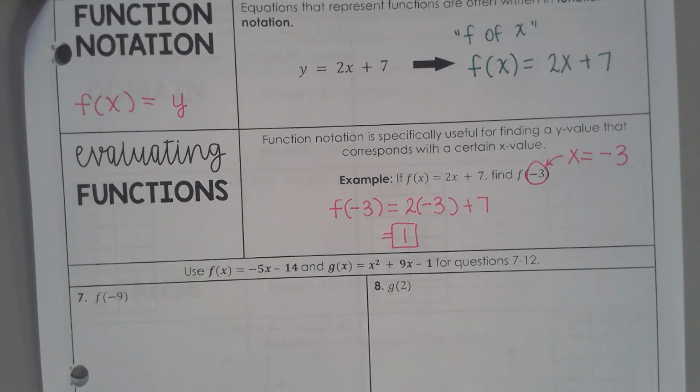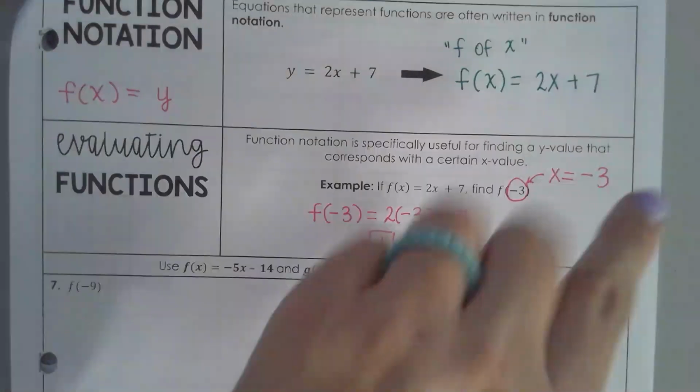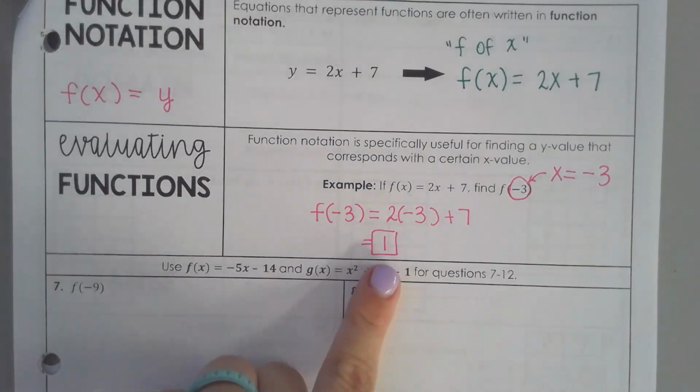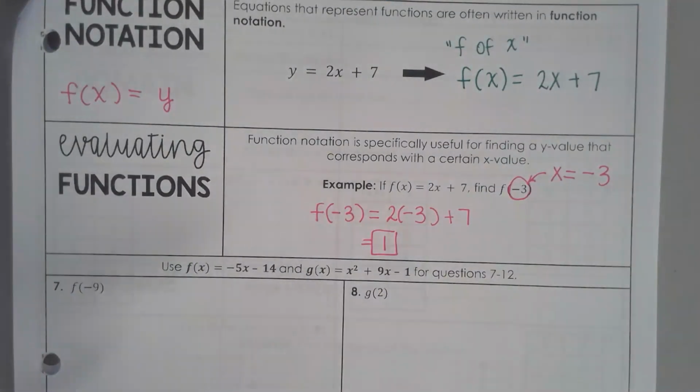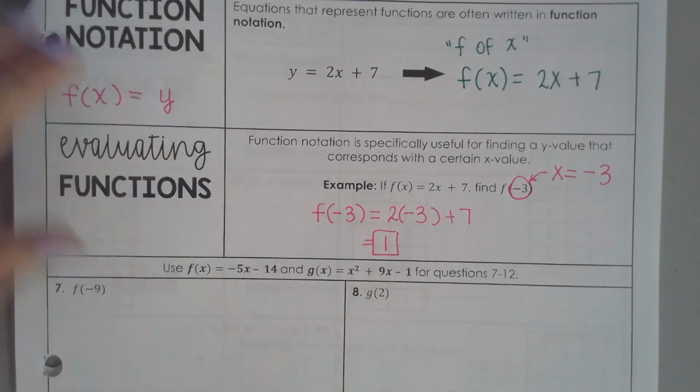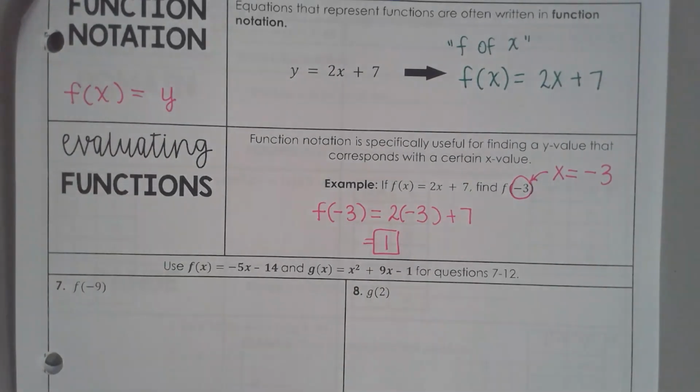Yeah, so this 2x plus 7 makes a line. You learned about graphing lines in Algebra 1. You spent a lot of time on that. This line has a point at negative 3, 1. The x value is negative 3. The y value is 1. So we're going to do some examples.